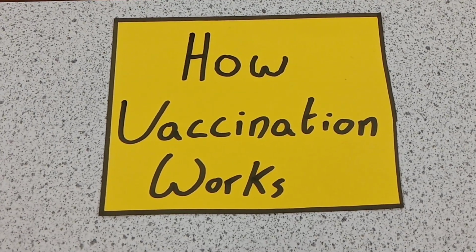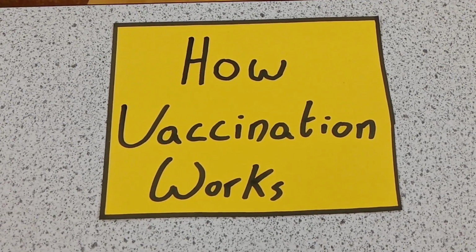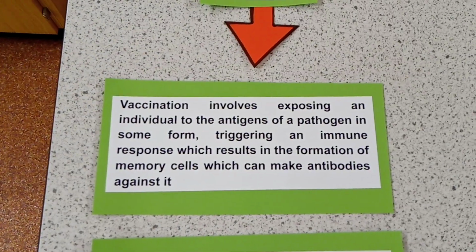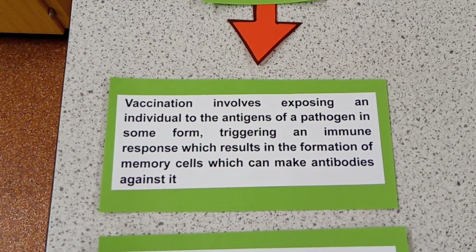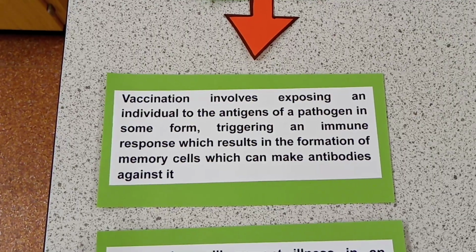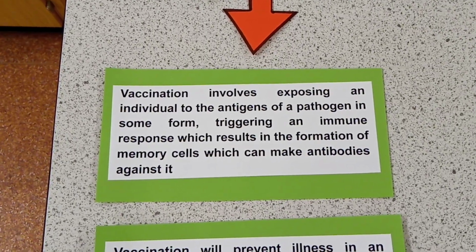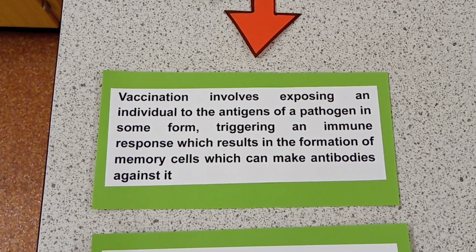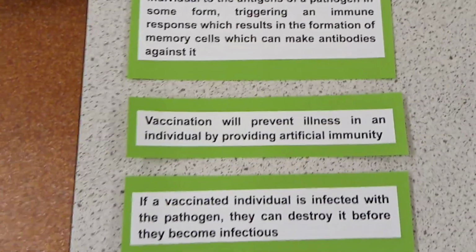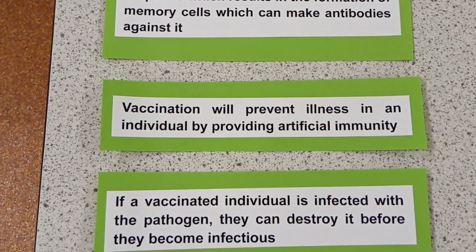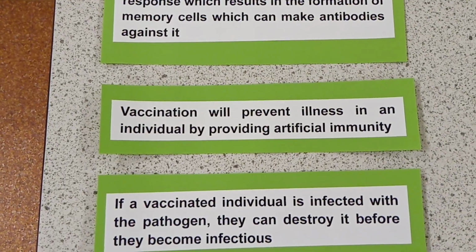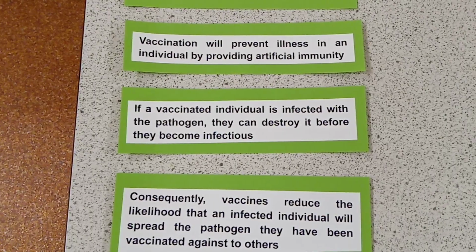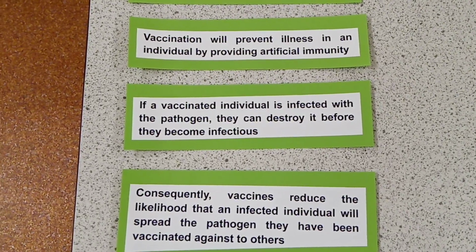We're just going to have a look very quickly at how vaccination works. When we're vaccinating people, it involves exposing them to something like the pathogen, or a weakened form of the pathogen, which is going to cause cells to produce antibodies against it. Vaccination will prevent illness in people by providing artificial immunity. So if a vaccinated person is infected, then they won't get the disease.